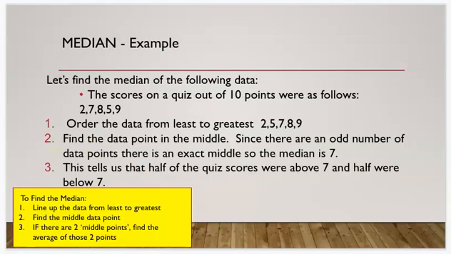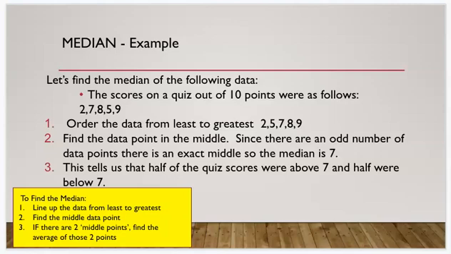Let's find the median of the following data. The scores on a quiz out of 10 points were as follows: 2, 7, 8, 5, and 9. First, order the data from least to greatest. Then find the data point in the middle. The way you can do this is by marking off the data points from the ends until you get to the middle point. Since there's an odd number of data points, there is an exact middle in this data set, so the median is 7.